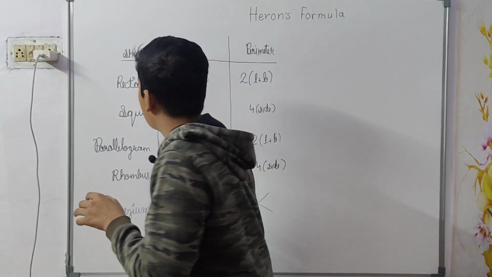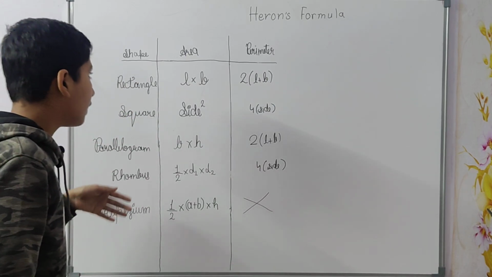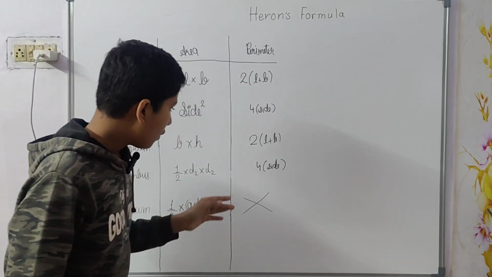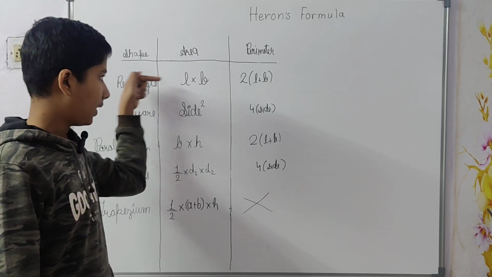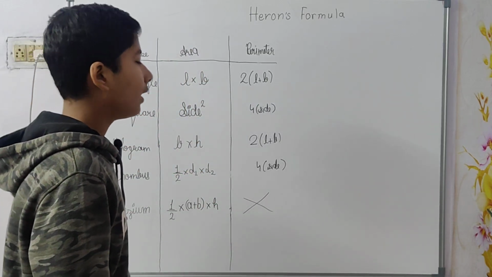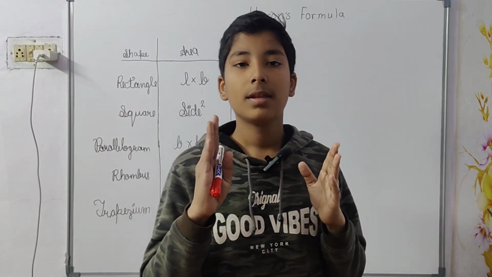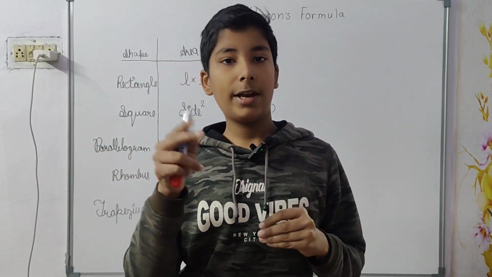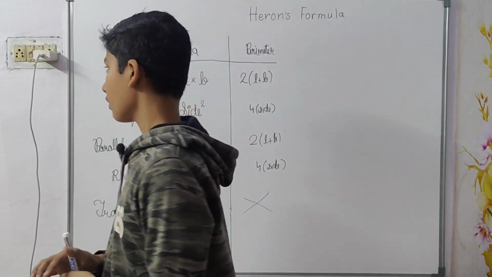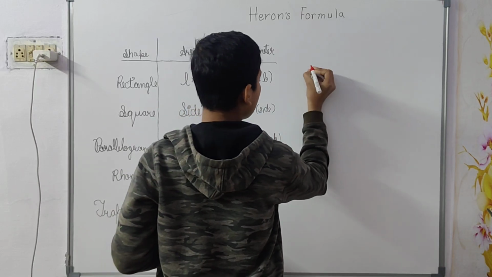Now, here I have written the name of the shapes. Here I have written area, and here I have written perimeter of these shapes, line wise. This is a normal graph. So, rectangle. A rectangle is a parallelogram with two pairs of sides equal and parallel to each other, forming 90 degrees.